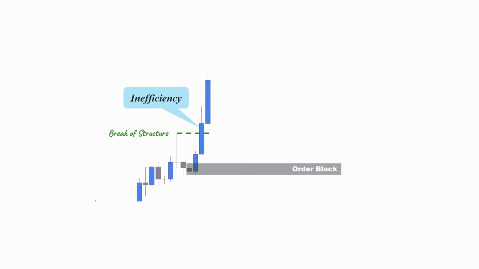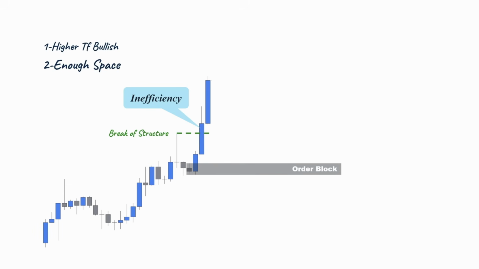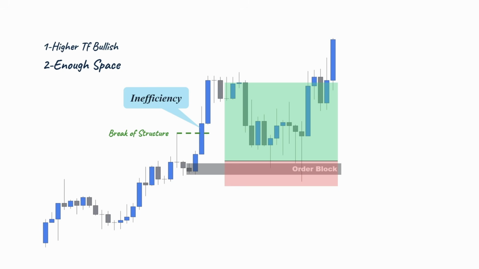Here on the Euro-Dollar 5 minutes chart, we have an uptrend. The latest move has created a clean inefficiency and market structure break, leaving behind a tight order block zone. Our higher time frame direction is bullish and we have enough room to reach the next key level. So we place our buy limit a spread size above the order block and set our stop below the zone. Remember that whenever you have a tight order block zone like this, use a wider stop loss.